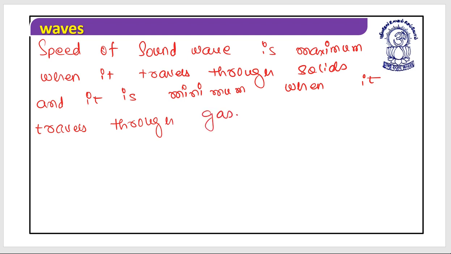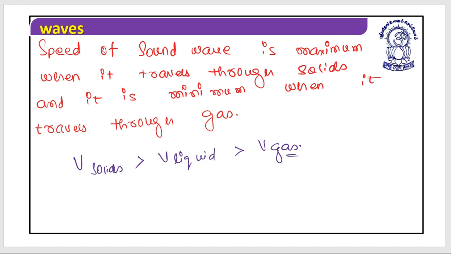So basically, the speed of a sound wave in solids is greater than the speed of a sound wave in liquids, which is greater than the speed of a sound wave in gases. So it's solids, liquids and gases. This would be the correct approach. I hope this is clear.